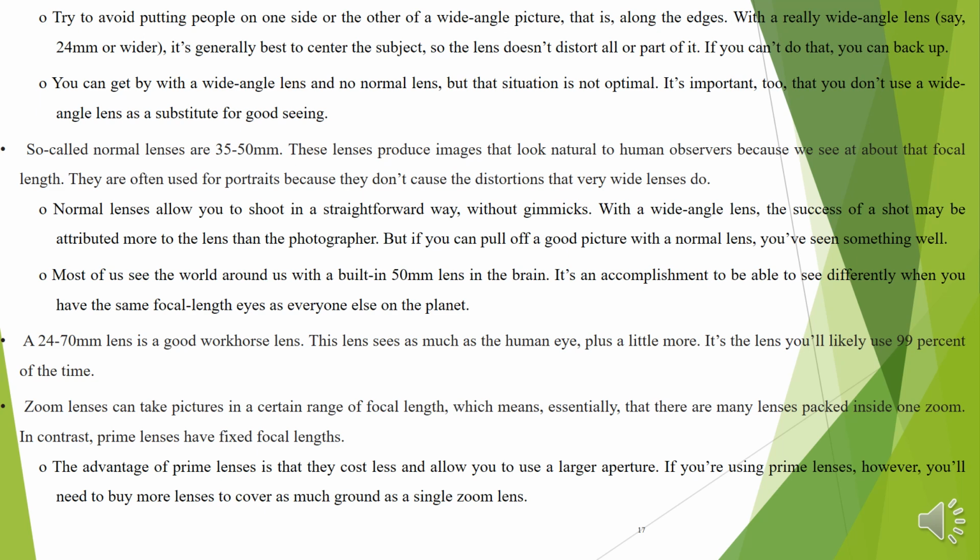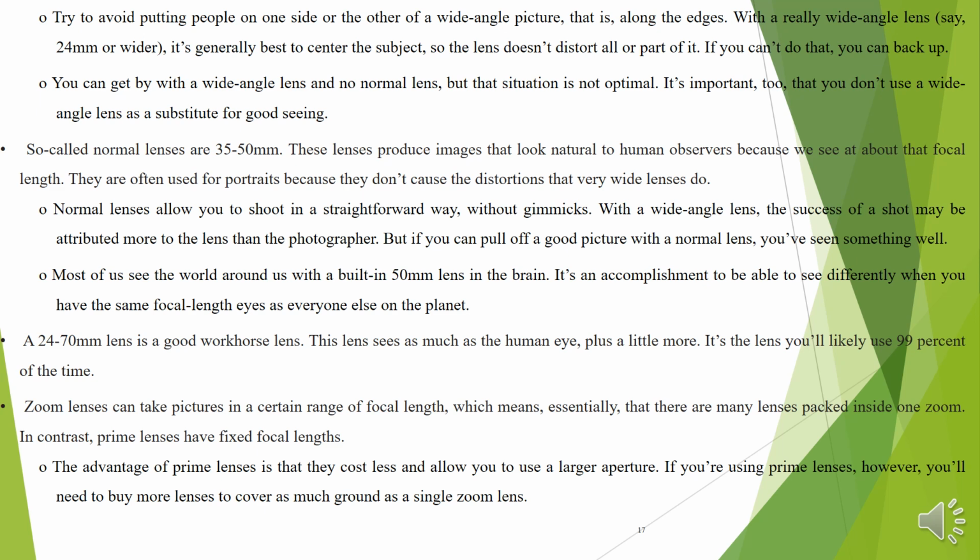With a wide angle lens, the success of a shot may be attributed more to the lens than the photographer. But if you can pull off a good picture with a normal lens, you have seen something well. Most of us see the world around us with a built-in 50 mm lens in the brain. It's an accomplishment to be able to see differently when you have the same focal length eyes as everyone else on the planet.